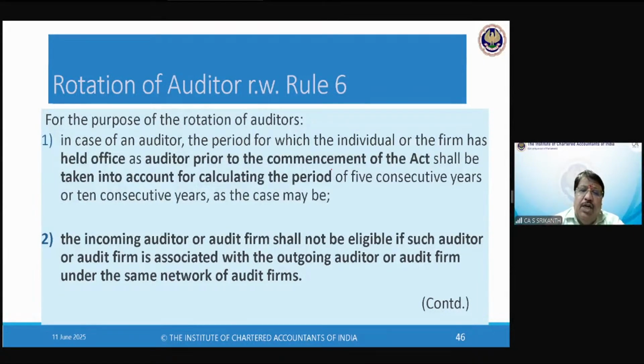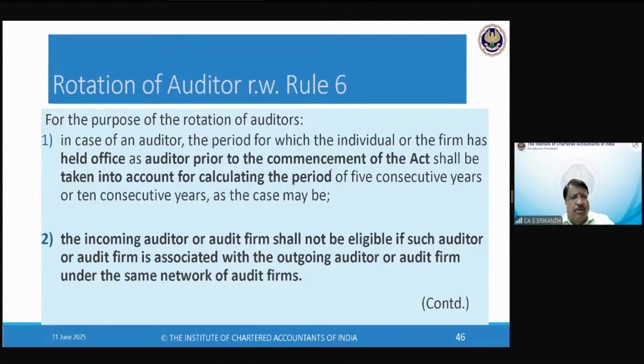The incoming auditor or audit firm shall not be eligible if such audit firm is associated with the outgoing auditor or audit firm under the same network of audit firms. See, earlier we saw common partnering. Now, in addition to that, the Institute has the concept of network, where there are no common partners, nothing, or they are not even a single firm, but they have decided to become a network. So they will share audits, and they will share knowledge. Maybe CPE, they may continue the professional CPE. Partners will have some, but they are not. For example, you will have one firm in Mumbai, somebody else in Ahmedabad, another person in, say, Mysore, third person in, say, Odisha, Kolkata, one person from, say, Coimbatore.